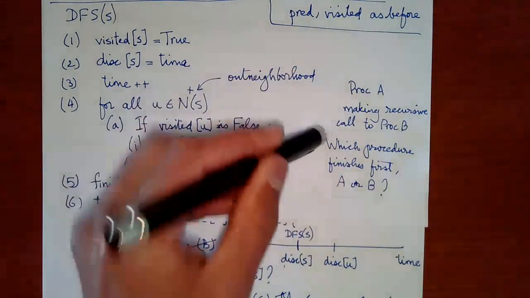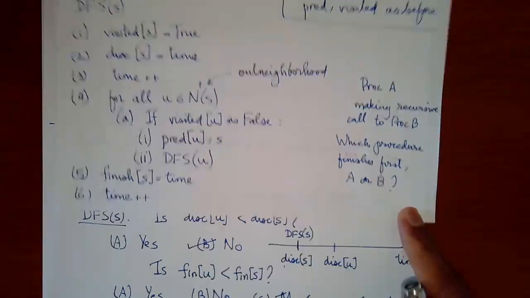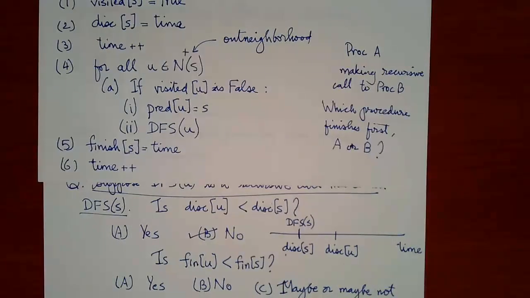Procedure A makes a recursive call to procedure B. Which procedure finishes first? Is it A or B? If you think about that and you understand what that question means, you will see the answer to my second question. So I'm going to relaunch the poll for the second question. Is the finish time of U less than the finish time of S?